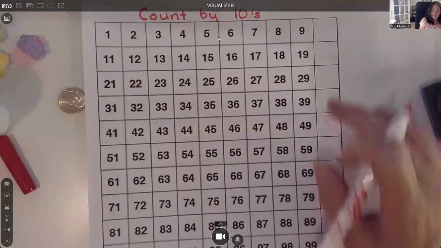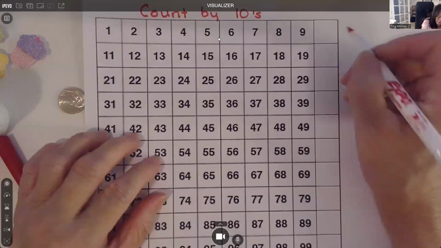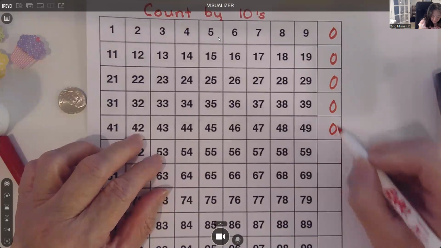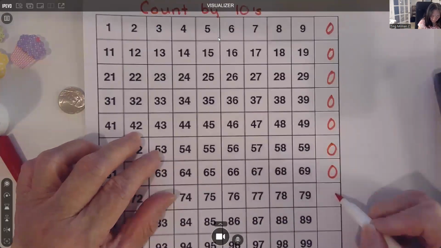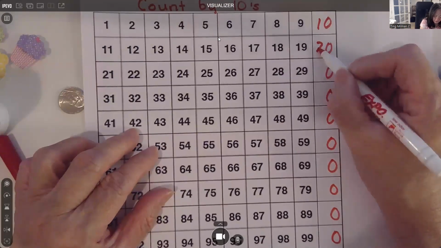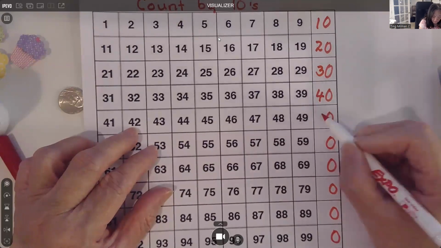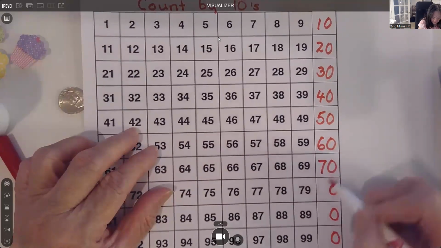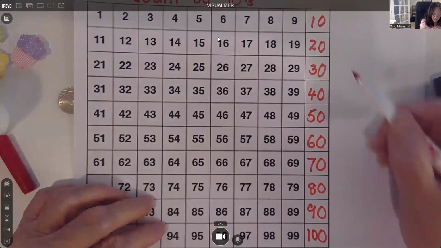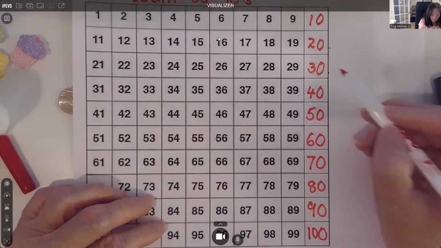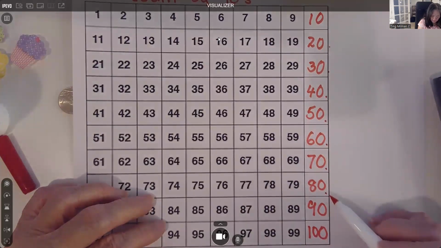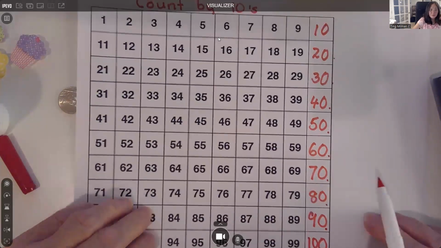Next, we're going to count by tens, and it's really easy. You just write all the zeros at the end. And then you just put 1, 2, 3, 4, 5, 6, 7, 8, 9, 10. So you have 10, 20, 30, 40, 50, 60, 70, 80, 90, 100.